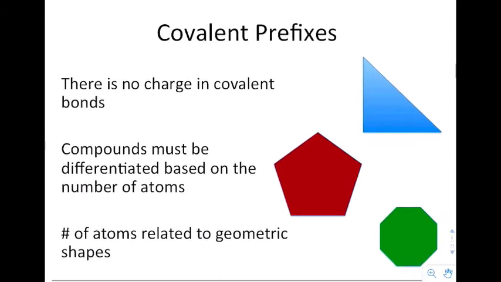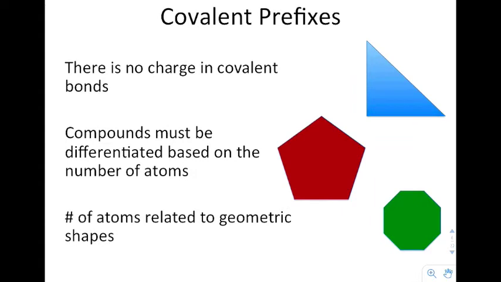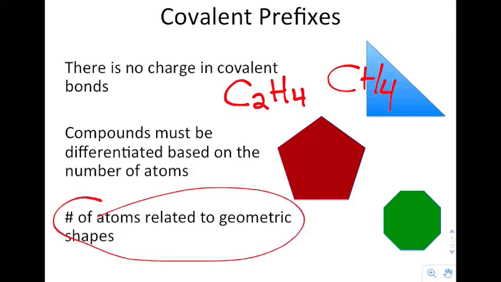So the covalent prefixes. There is no charge in a covalent bond, so the compounds must be differentiated based on the number of atoms. So you have to somehow differentiate between C2H4 and CH4. How are you going to differentiate between those two? You're going to use a prefix. The number of atoms associated with each is related to the geometric shapes, so you see something like an octagon or a pentagon or a triangle. Those have different prefixes associated with them that we tend to use in chemistry as well.